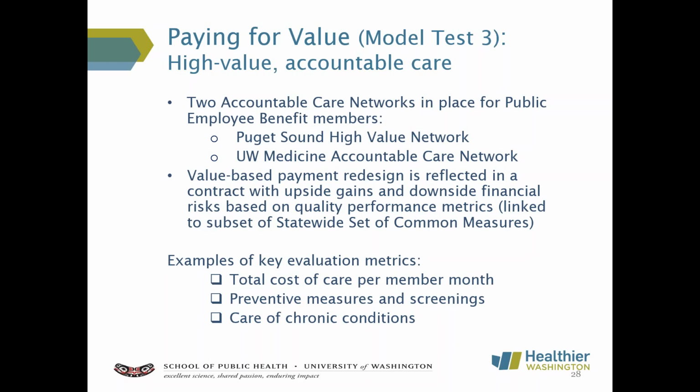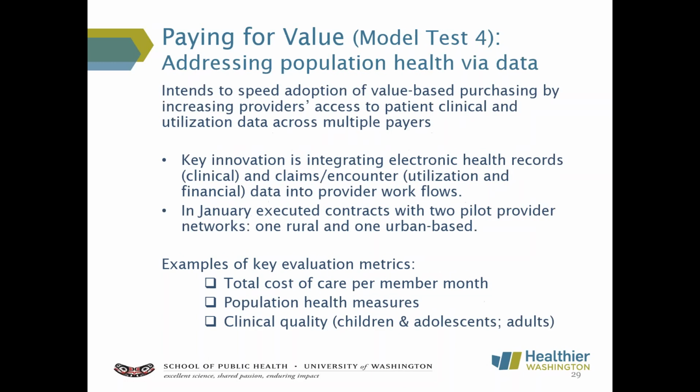Again, evaluation examples of the metrics include total cost of care per member month, preventive measures and screenings, the care of chronic conditions, and, not mentioned explicitly on this slide, broader measures of the quality of care impacts. When we say quality of care, we're generally focusing on process measures and structural measures of quality of care. When we talk about outcomes, we're talking about actual changes in physical or somatic health, as well as measures of mental and behavioral health. So that's the perspective we take on Payment Model Test 3.